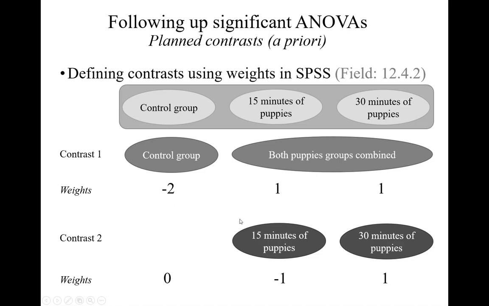Alright, so hopefully that made a bit of sense. And then for the second contrast, now we're no longer looking at the control group, so we'll give that a weight of 0, and the 15 minutes puppy group is going to be weighted, I've chosen to do it as -1, and the 30 minutes puppy group is going to be weighted as 1. Again, you could do +1 and -1 the other way around, it wouldn't make a difference. Or I could make this one -192 and this one +192, as long as when we add the 3 numbers up, it equals 0.